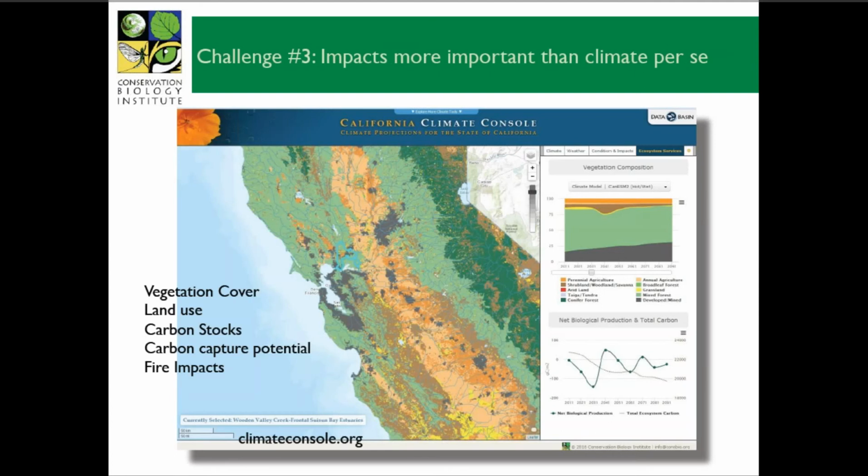So our third challenge was that impacts were more important than climate per se for a lot of managers. Now, my team runs dynamic global vegetation models. We do vegetation cover, land use, carbon stocks, carbon sequestration potential, and fire impacts. But it's coarse scale, we run at 800 meters, which is still too coarse for managers.